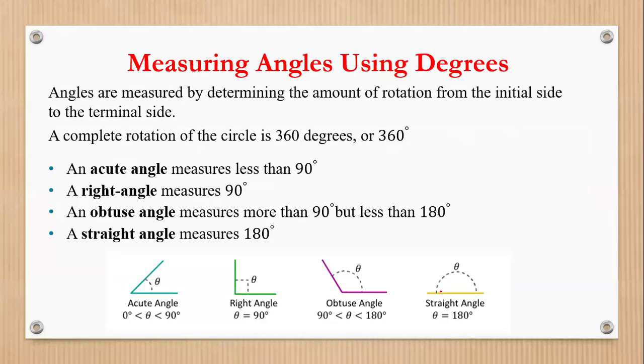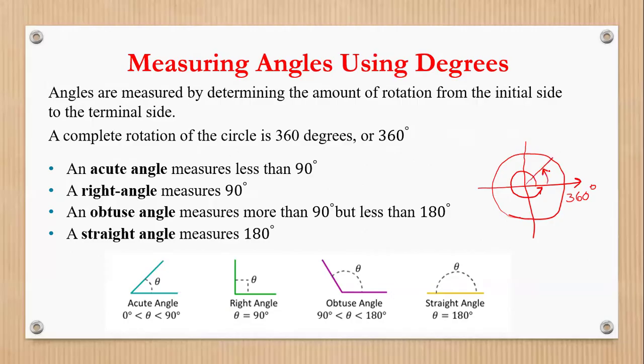So to measure angles, we have two different measurements. One measurement is called degree, and the other is called radian. We are familiar with degree, and you know, in any circle, a full rotation is 360 degrees. Now, if we have an angle whose terminal side is in the first quadrant, like this angle.